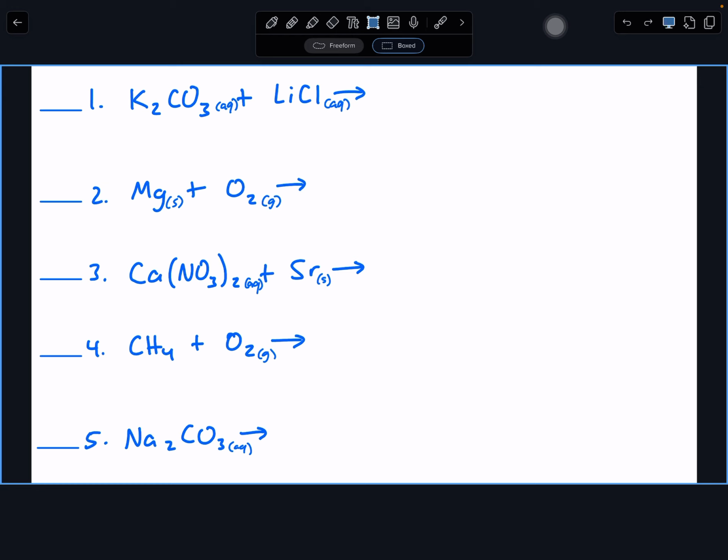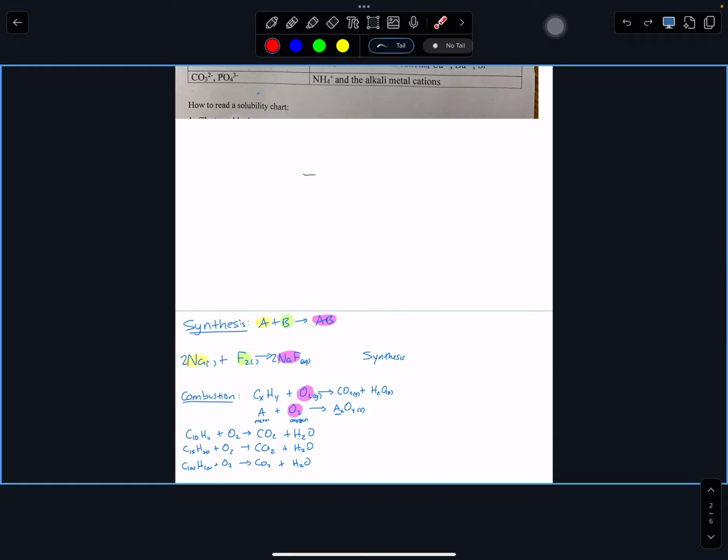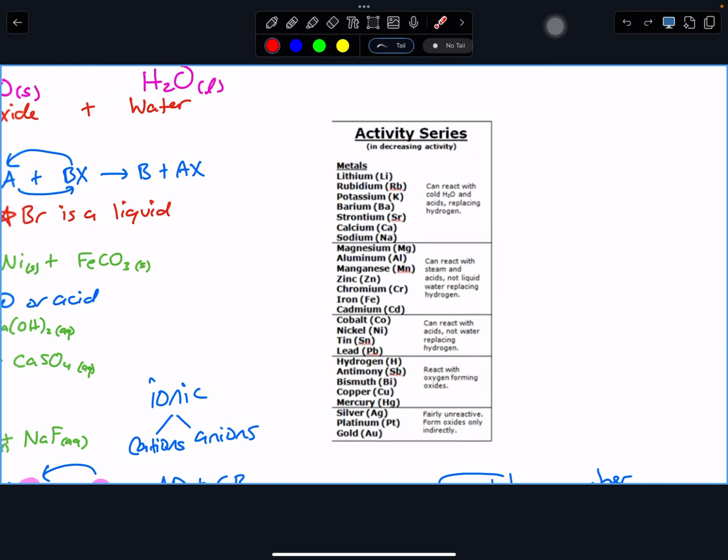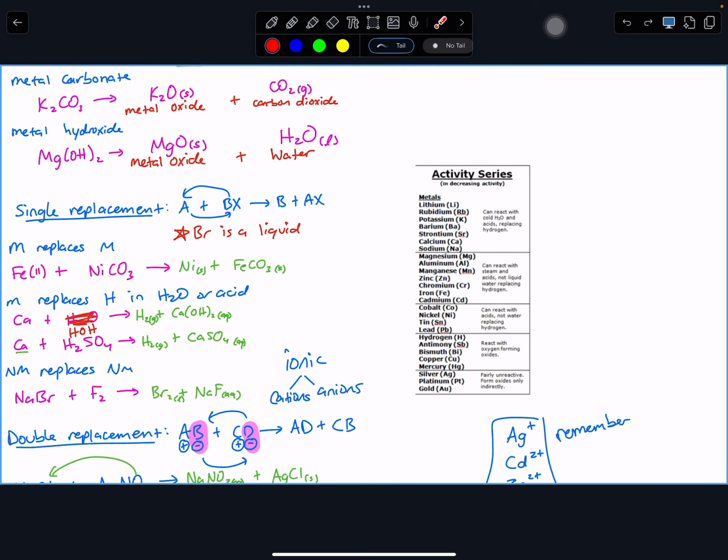The third one is single replacement. The fourth is combustion. It has a hydrocarbon and an O2. And the fifth one is decomposition, carbonate. Beautiful. The fourth one, it's because it has carbon and hydrogen, the hydrocarbon here. Because this can't be single replacement. None of these elements are on the activity series chart. Single replacement is the only one that uses the activity series.